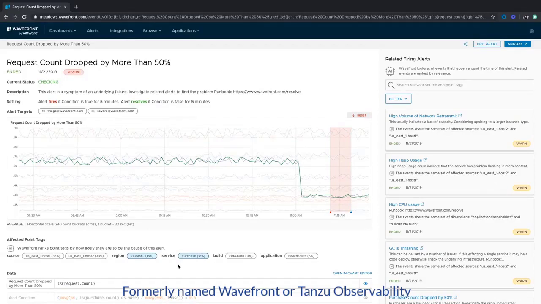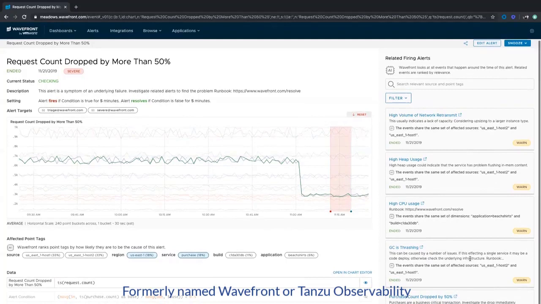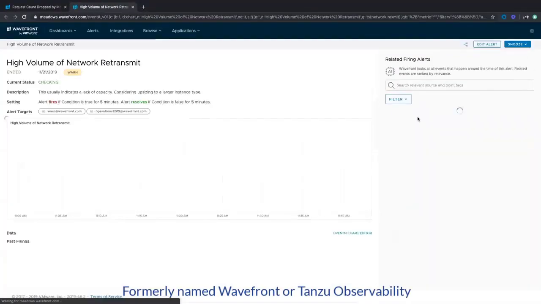most likely leading symptom. Here I see quite a few other correlated alerts: GC thrashing, high heap usage, high volume network retransmit. Well, GC thrashing and high heap usage and even CPUs, these are typically symptoms of something else that's causing it. High volume network retransmit is a real good leading indicator here.